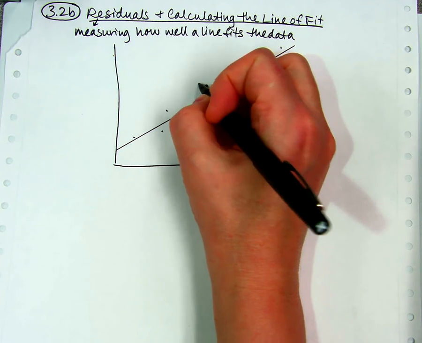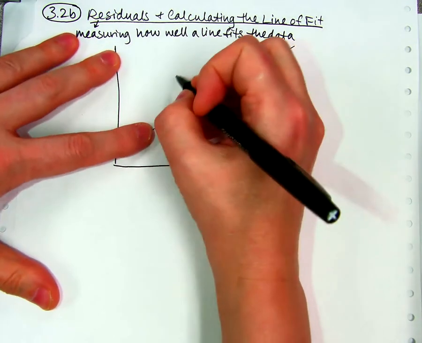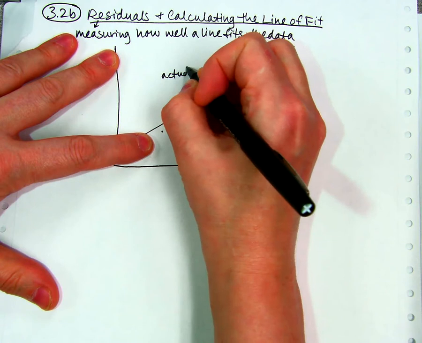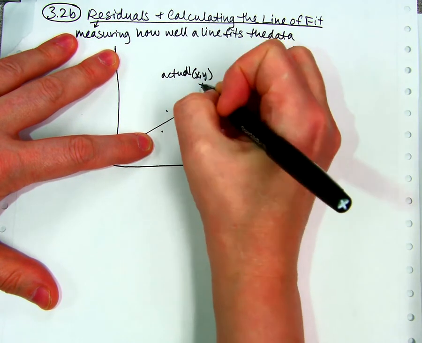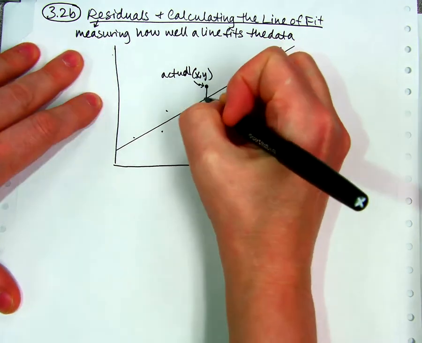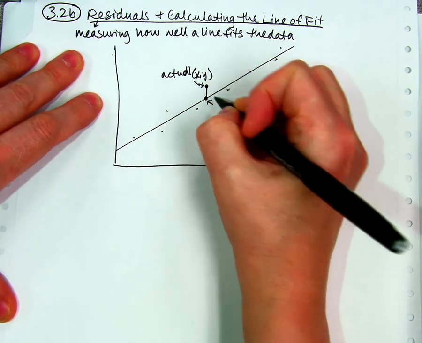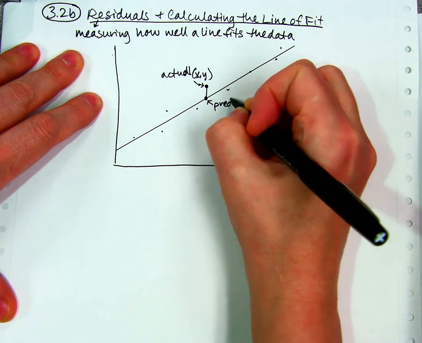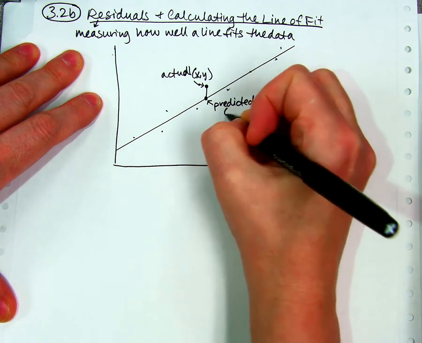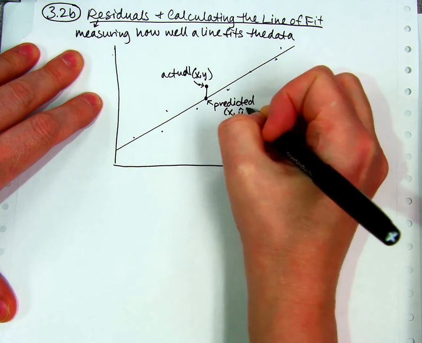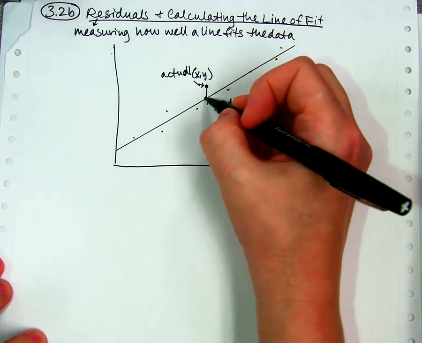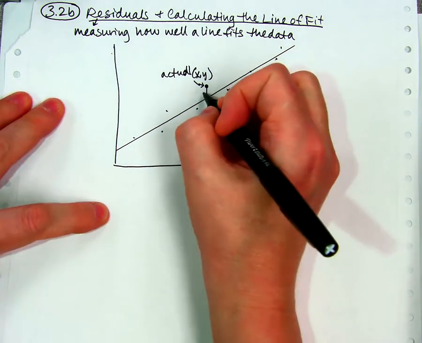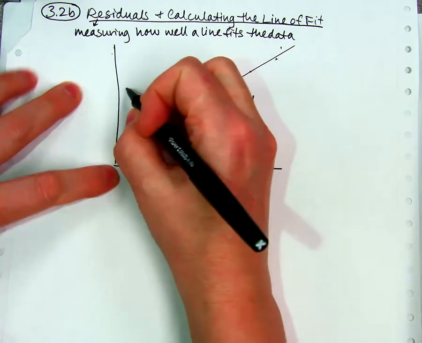I want to remind you that this point here is the actual value, which is x comma y. And this point right here is the predicted value based on the line, which is x and y hat. So y hat is the point that's on the line, and y is the actual data point. And the distance between those points is called the residual. The residual is the vertical distance off the line.